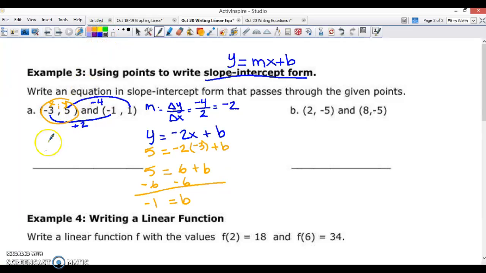y equals negative 2x minus 1. Now, I color-coded it so you can see where we got all the information from. y equals x came from our slope form. Negative 2 comes from our slope. And minus 1 comes from our y-intercept. All right?